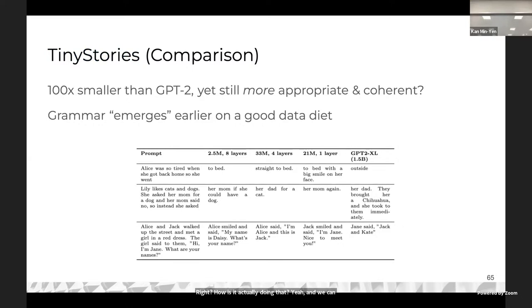Let's say Tom was so tired. Alice was so tired when she got back home. So she went outside. This is GPT's completion. If she's tired, why would she go outside? No, she wants to sleep, right? Doesn't make sense. Okay.